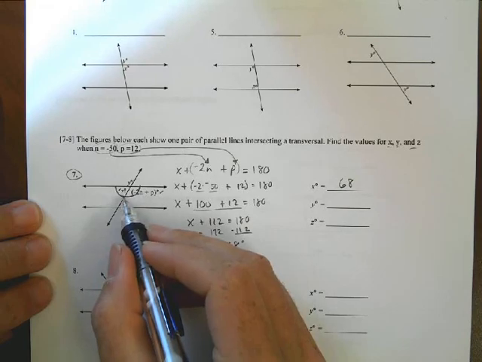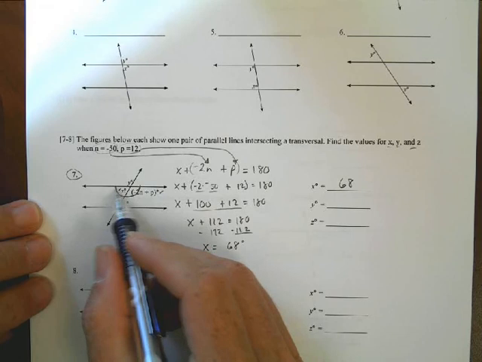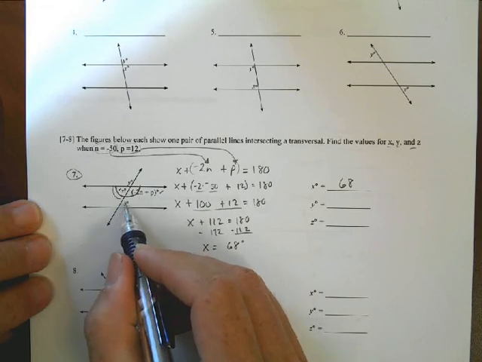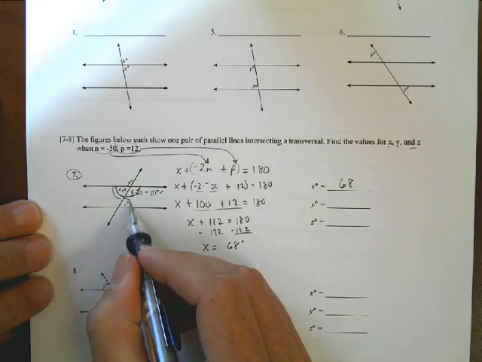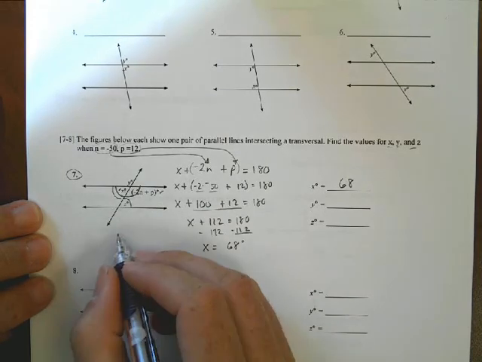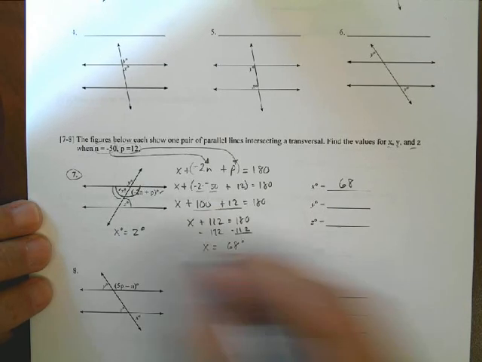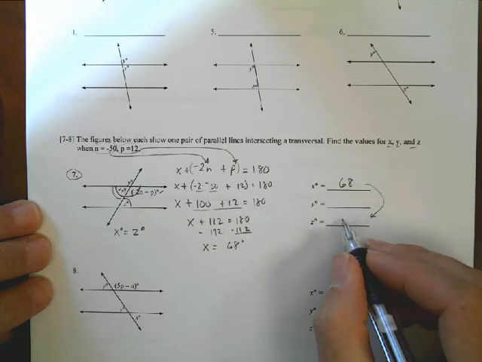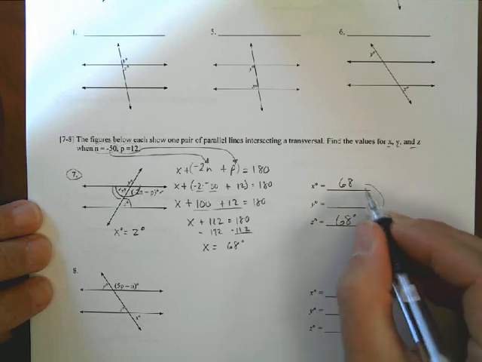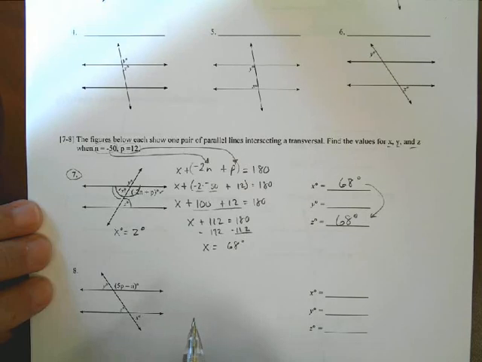Now if x is equal to 68 degrees, what I also can notice here is that the x and the z are alternate interior angles, which means they're going to equal each other. So x is going to equal z. So I can automatically go ahead and drop that in there and say that z is 68 degrees as well. And what's left then is to find out what the value of y would be.